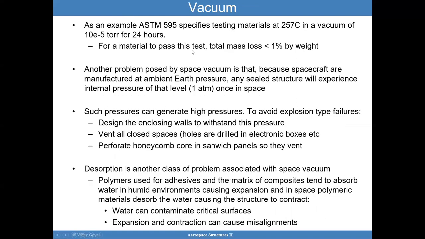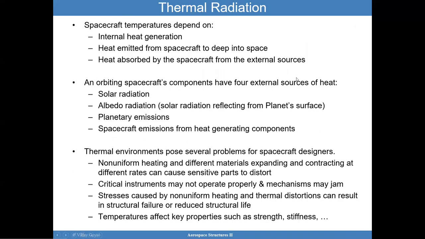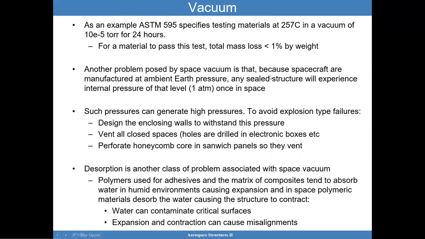As an example, there is an ASTM standard 595 that specifies testing materials at a given temperature in a vacuum for a given duration. For materials to pass this test, we have to see a total mass loss of less than 1% by weight. Another problem posed by space vacuum is that because spacecraft are manufactured at ambient Earth pressure, any sealed structures can be an issue, because the pressure that gets sealed inside will experience internal pressure.